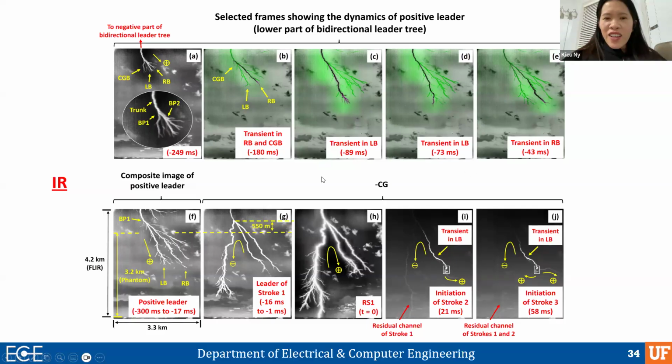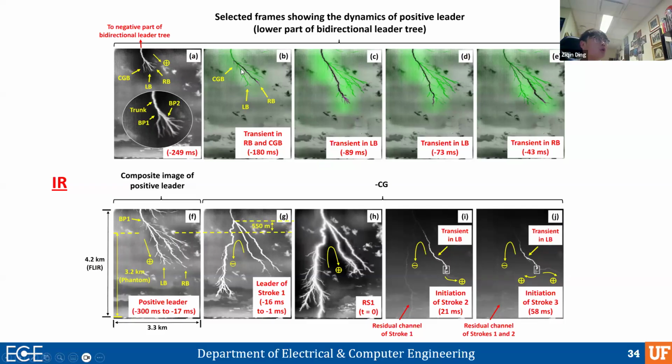Okay, can I say the green color is the stepped leader, so the leader of the first stroke, and the black color is the dark leader? No, it's not. For panels A, B, C, D, E, all of them are in the leader stage. There is no return stroke yet. And this is positive.